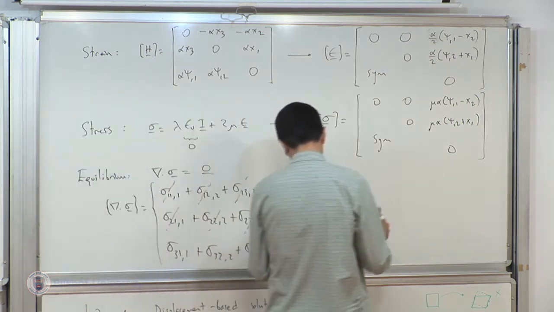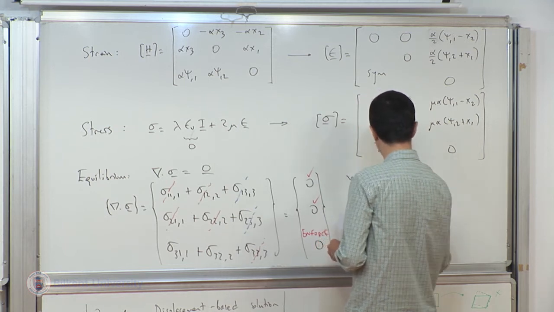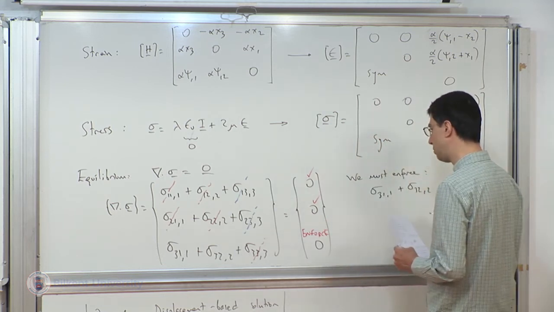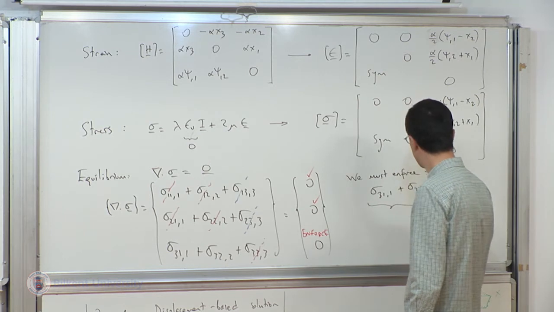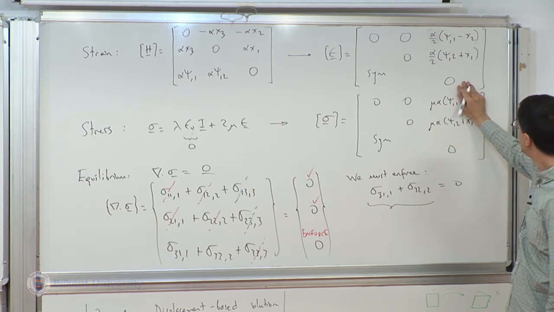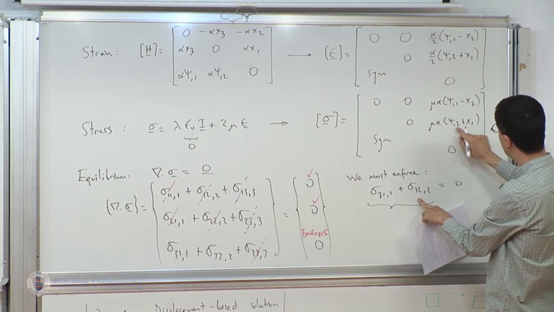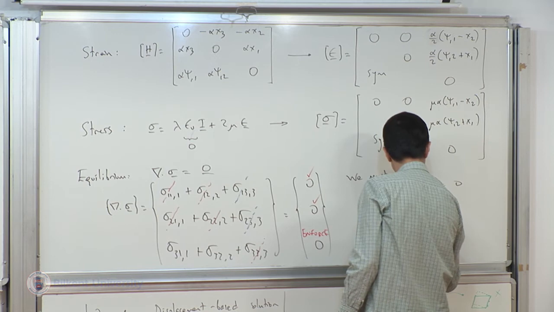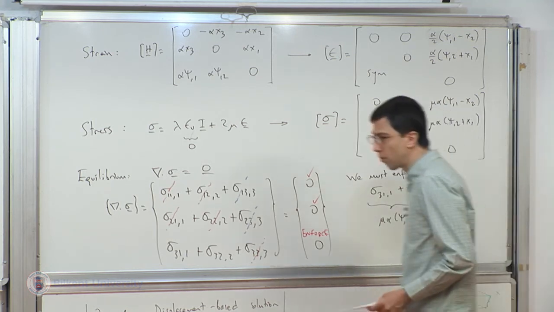So we must enforce sigma 31,1 plus sigma 32,2 equals 0. And now if I look at here, right, 31 or 13. So derivative of this one dies. It's going to be mu alpha psi,11. And the second one is going to be mu alpha psi,22. So it is equal to mu alpha (psi,11 plus psi,22). Okay? That's the left-hand side.